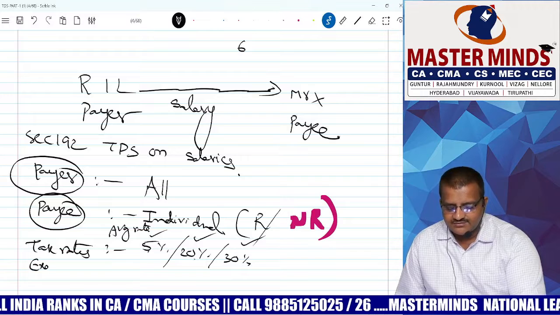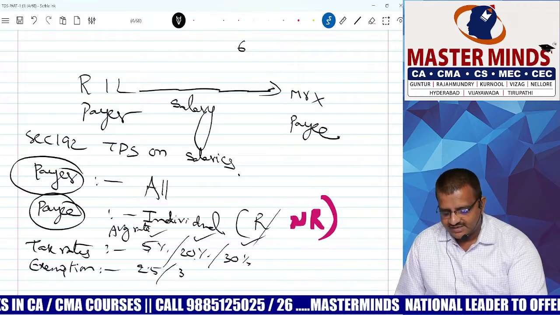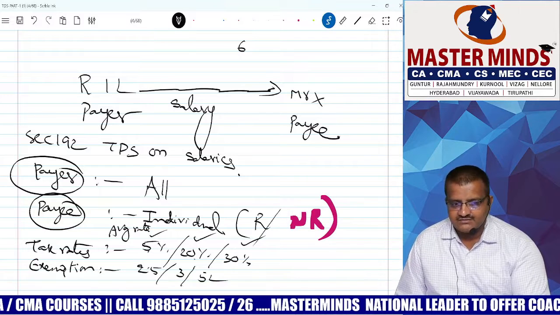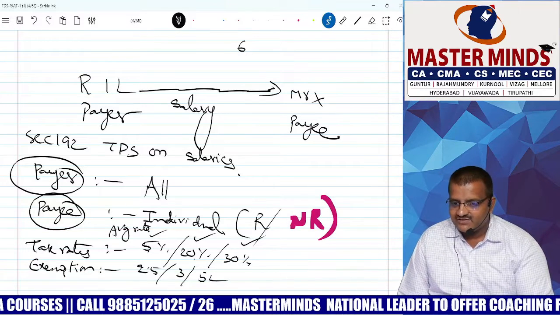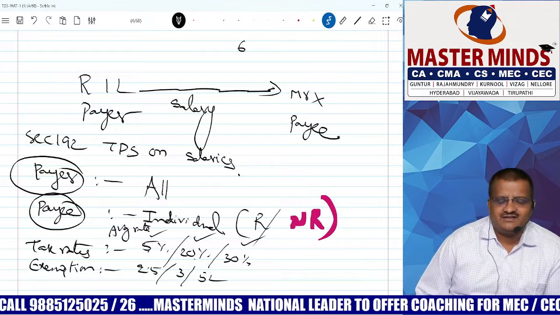Sorry, is there any exemption? Yes, exemption is there. What? 2 lakh 50. In some cases 3 lakh. In some cases 5 lakh. Sorry, you are telling individual tax rates. Your payee is also an individual. Then same rates. Correct?